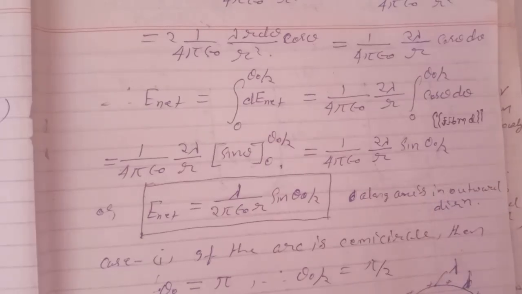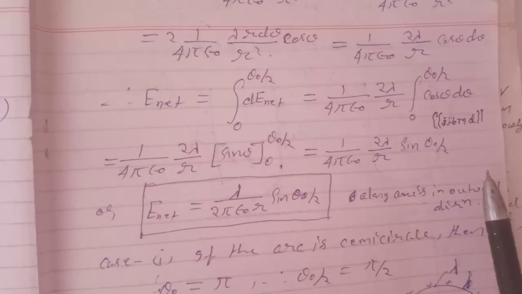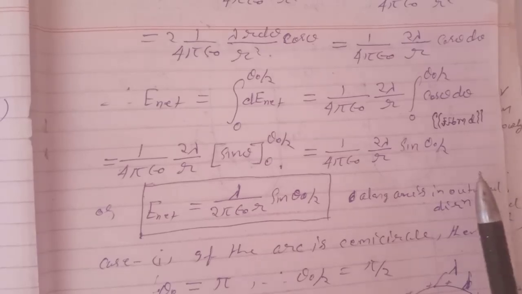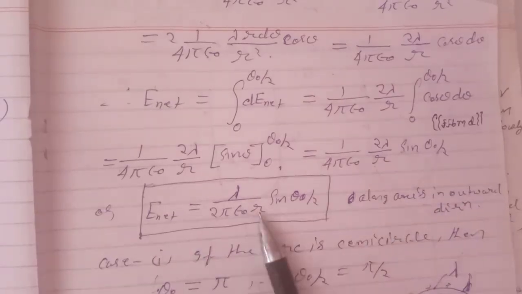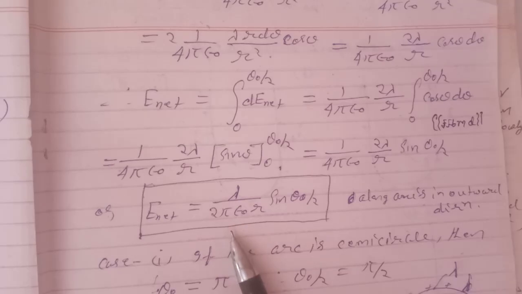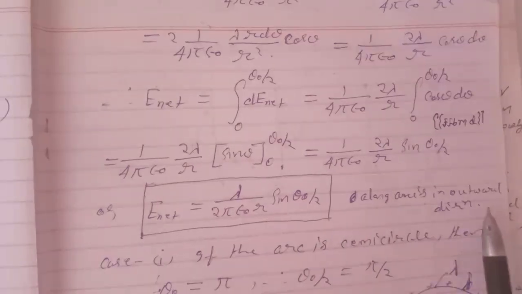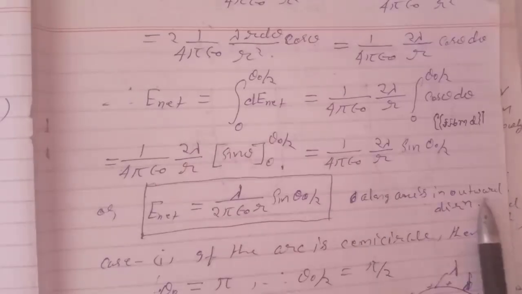where theta naught is the total angle subtended by the arc at the origin. This value simplifies to E net equals lambda by 2 pi epsilon naught r into sin theta naught by 2, along the axis in the outward direction, that is away from the arc along the y axis.